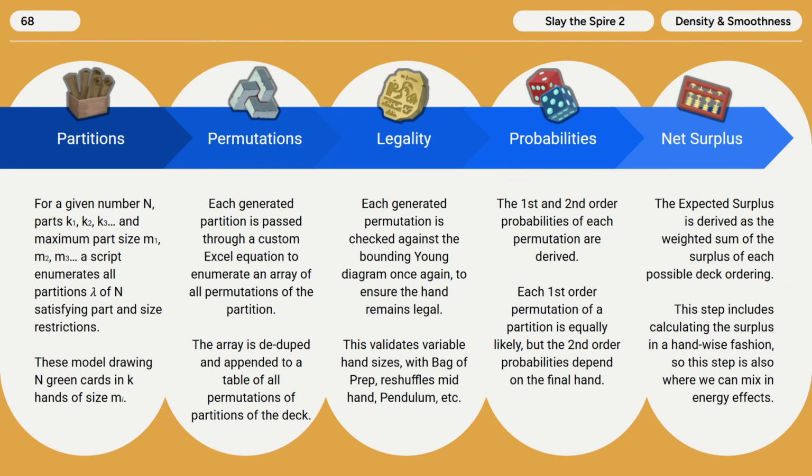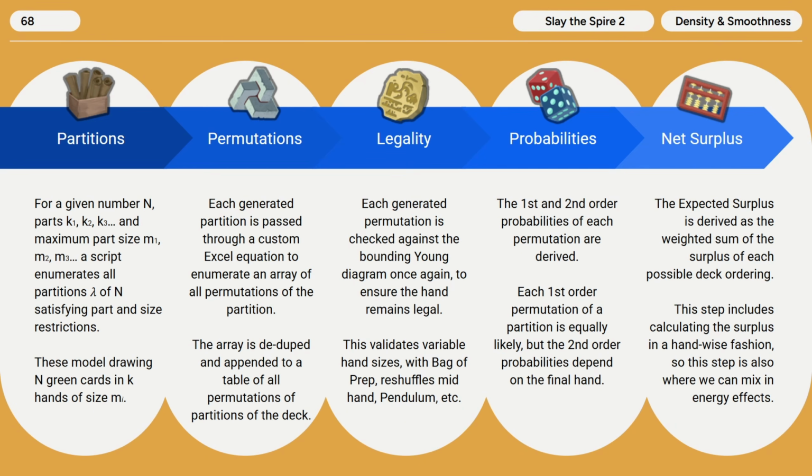So the first and second order probabilities of each permutation are derived. The first order probability is the hypergeometric model of the deck in its order. The second order probability is the hypergeometric model applied to one hand of the new deck. It's a smaller hand and it has fewer cards to choose from.